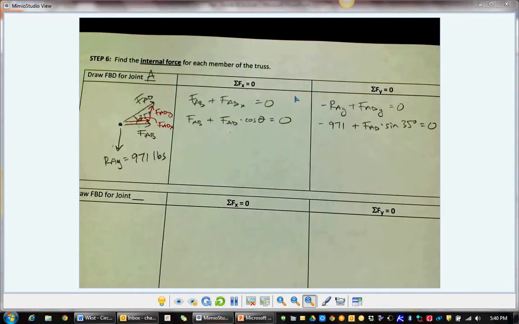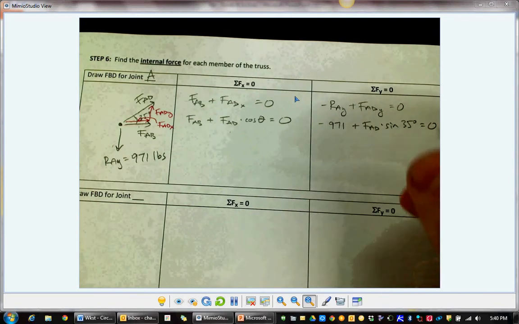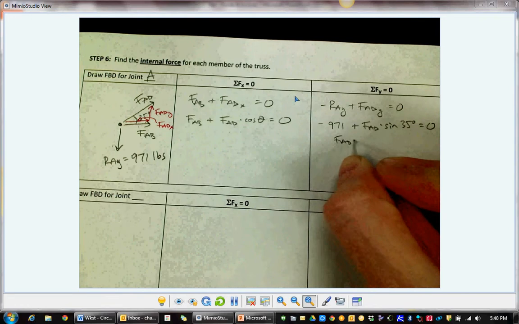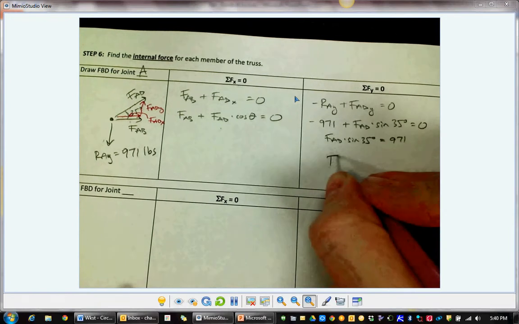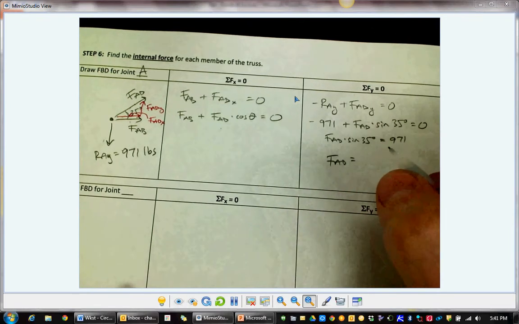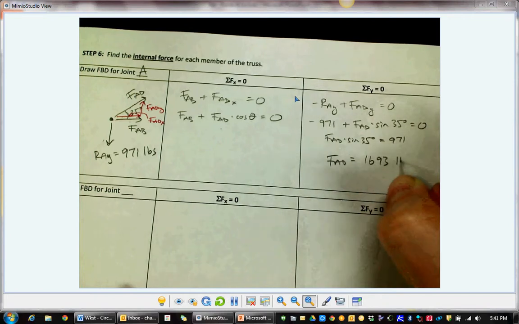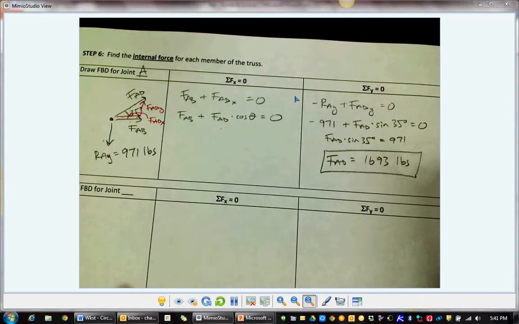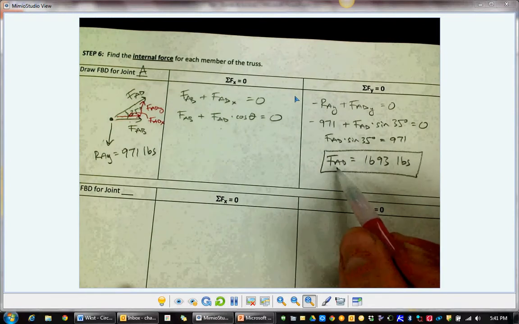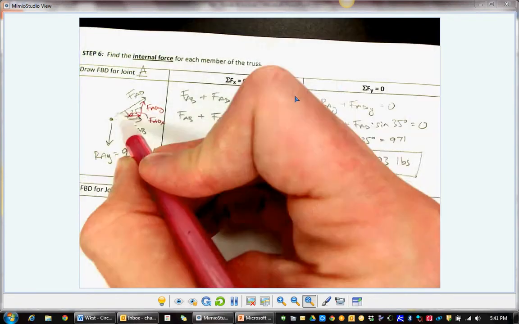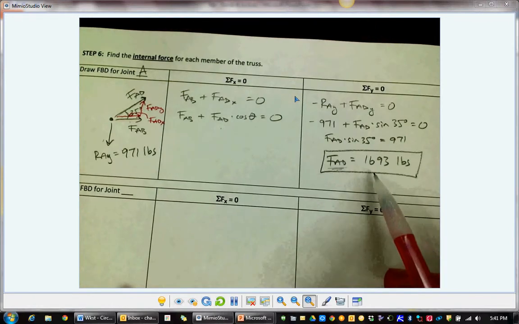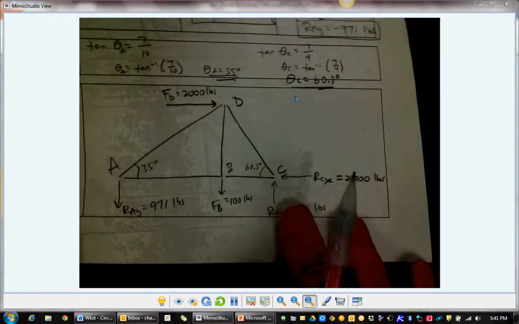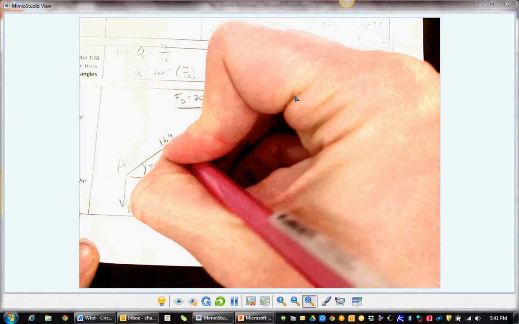Let me find that very quickly. All right, so let's add 971 to the other side. FAD sine 35 degrees equals 971. Divide both sides by sine 35, and you will get that FAD is equal to 1,693 pounds. That's not FAD's y component. That's FAD, this internal force right there. So let's go ahead and quickly update our free body diagram on the other side with that number. FAD, 1,693 pounds.